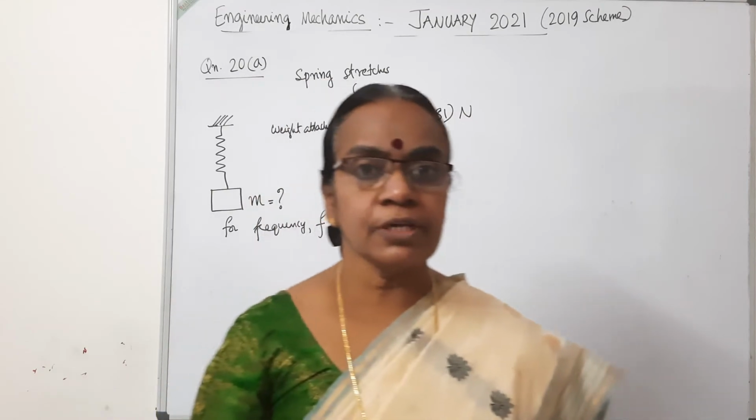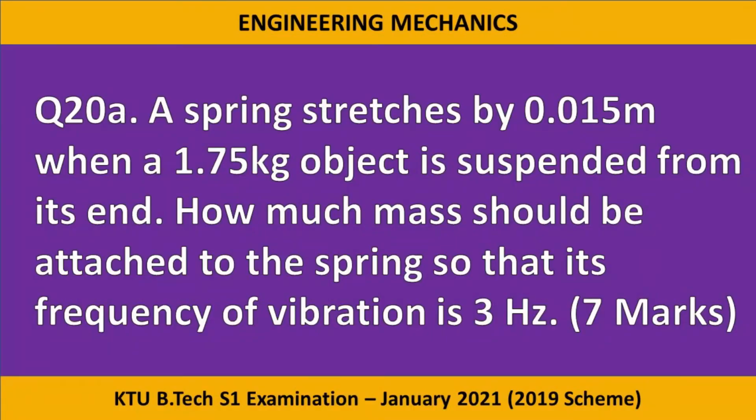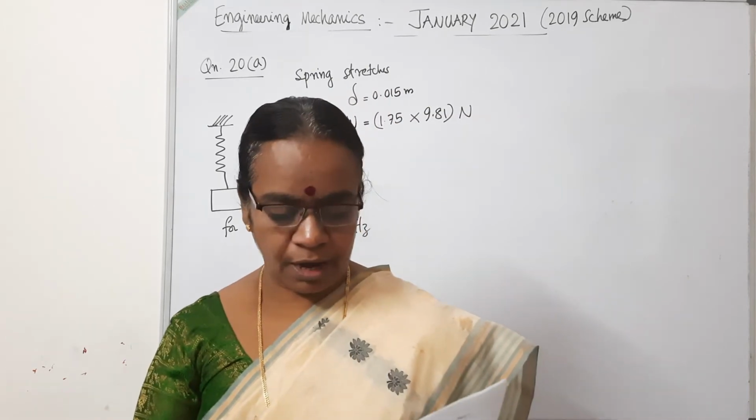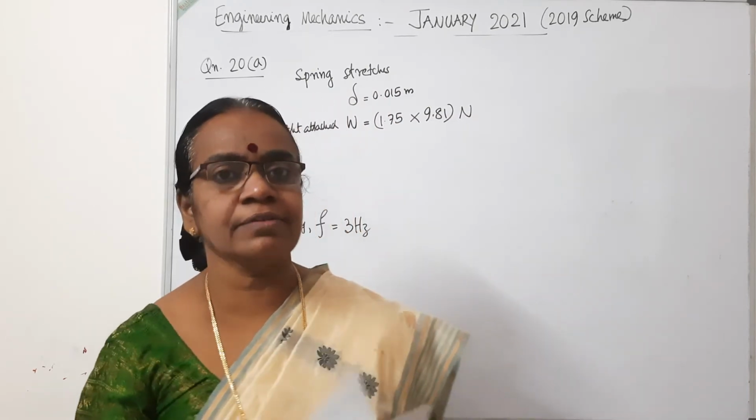So let us pass on to the next question, question number 20A. A spring stretches by 0.015 meter when a 1.75 kilogram object is suspended from its end. How much mass should be attached to the spring so that its frequency of vibration is 3 Hz? This is a repeated question from the previous year also, 2019 also the same question was asked for 7 marks. It's a fairly simple one.